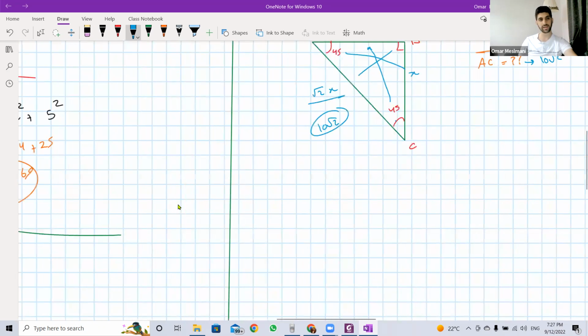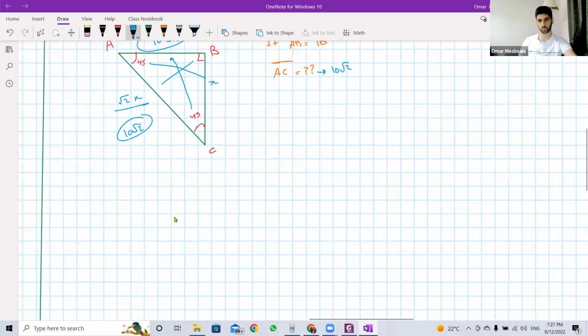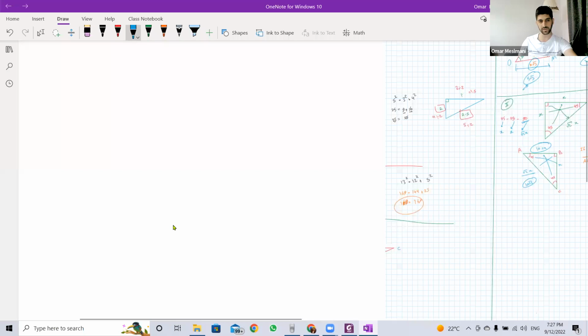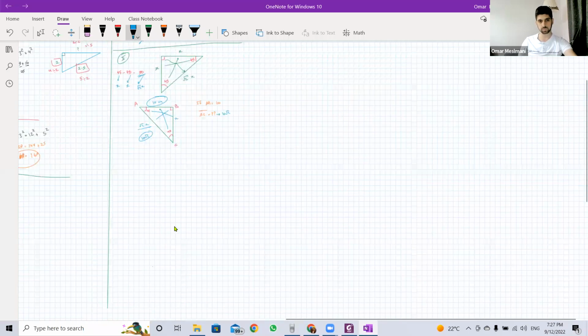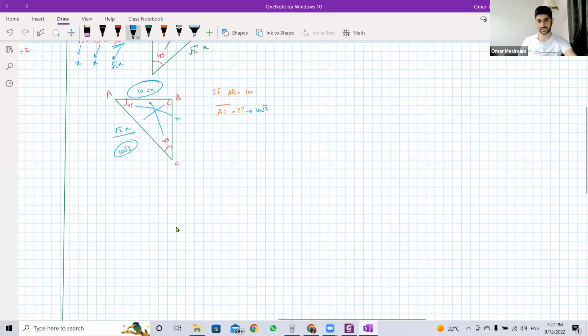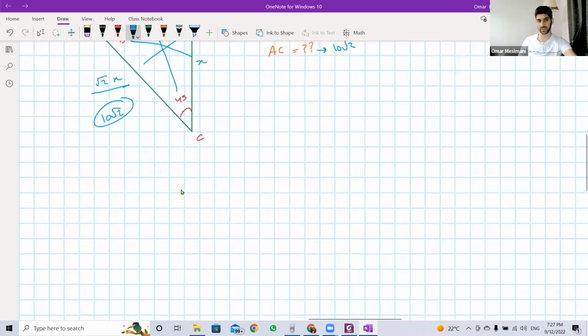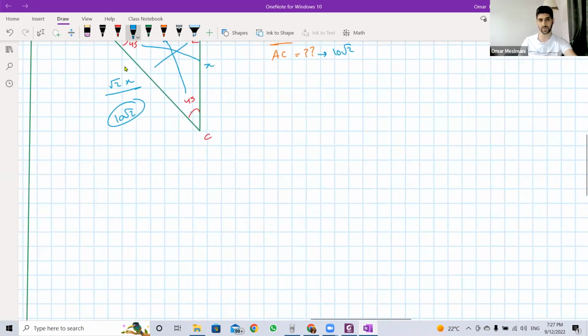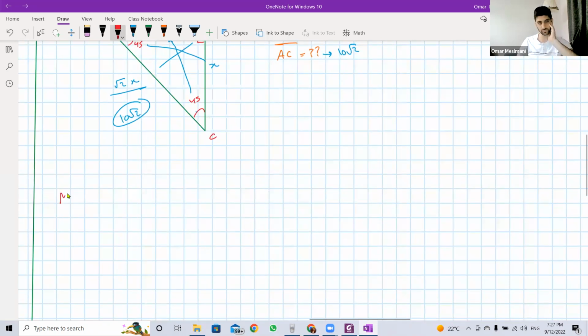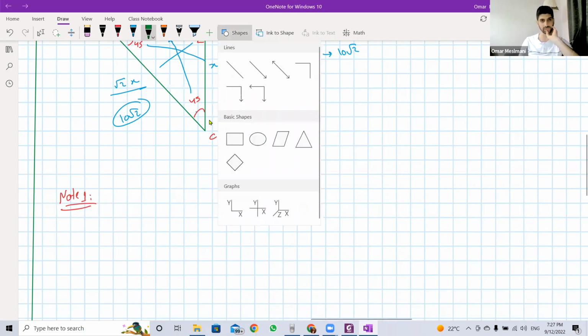Okay. That's how the question is going to be. Let's find some more practice or some more notes. I'm going to talk now about some notes. Note number 1 is something on special right angle triangles.